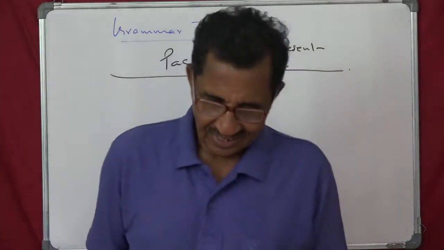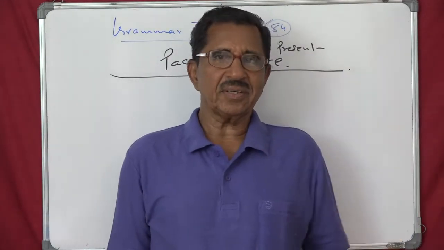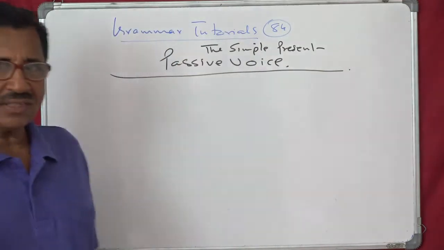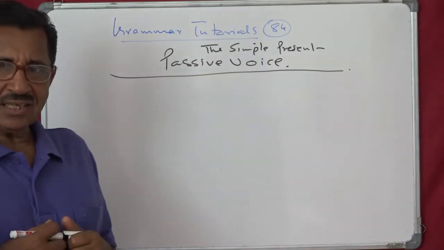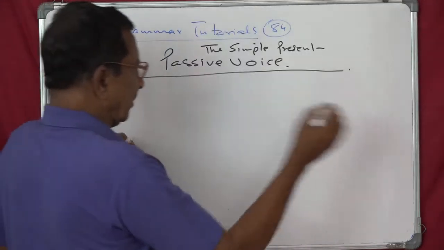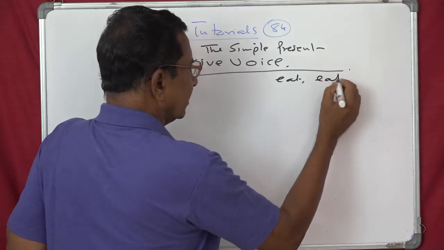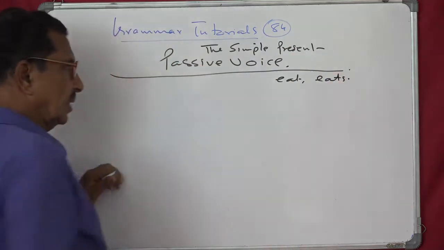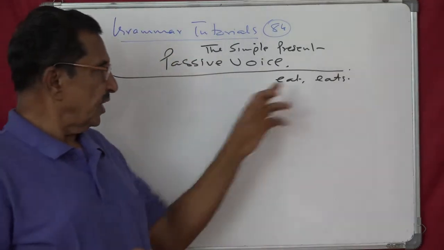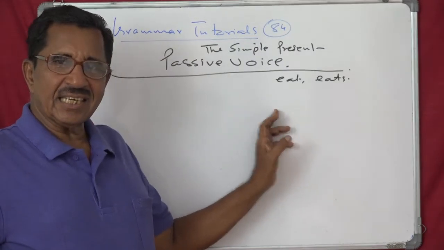Hello friends, we are now with the most important tense. All the tenses are important, but the most important tense in English is the simple present. We have seen how to generate a tense in the simple present by adding S. So it's the third person singular. You know eat and then eats. You know the distribution: I eat, you eat, we eat, you eat, they eat. He eats, she eats, it eats.